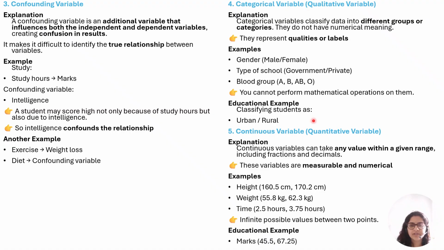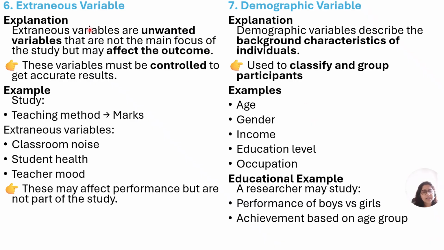That is the explanation. Then extraneous variables and demographic variables. What does extraneous mean? Unwanted. They are not the main focus of the study, but they affect the outcome. They are not visible outside, but they do affect the research outcome. These variables must be controlled to get accurate results. They will not be seen in the picture, but they are very much necessary and they also have to be controlled.